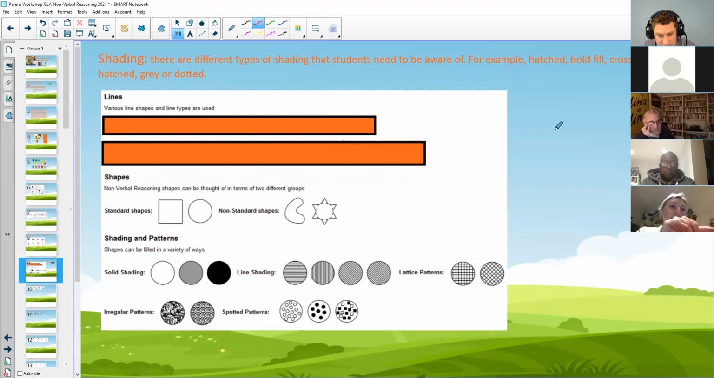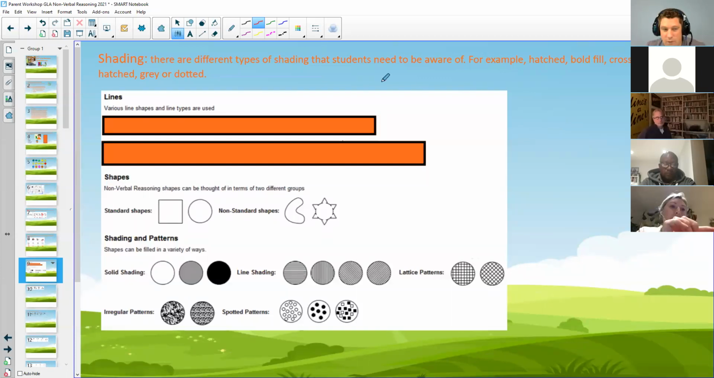And as you can see on this illustration here, there are a number of ways of shading shapes. You can do it whereby you fill them in completely. You can have different types of lines. We often talk about hatching or lattice patterns. And then you can have your irregular patterns and also spotted patterns as well.